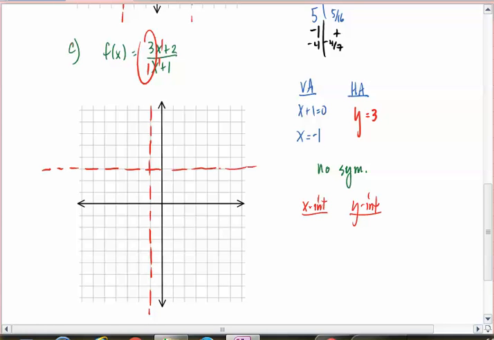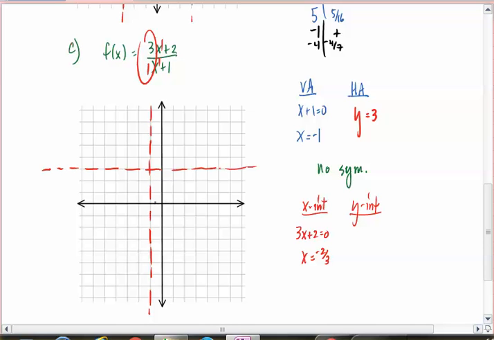Okay, so we see that there's no symmetry, so I'm going to go ahead and take a look at my x and y intercepts. The x-intercept is when the whole function is equal to 0. Well, that means the fraction has to have a 0 at the top, because that's the only way a fraction can equal 0. So we set the top equal to 0 and we solve for x. So that's going to be negative 2/3. Okay, so the x-intercept is negative 2/3.